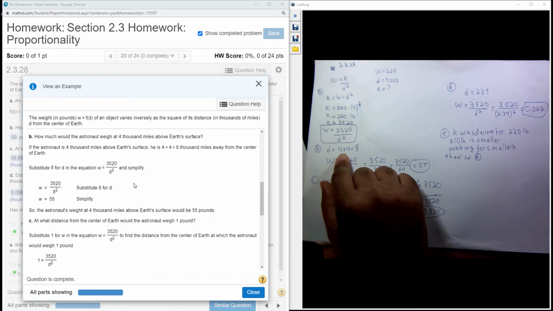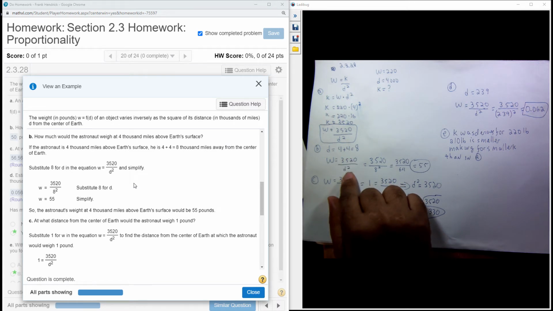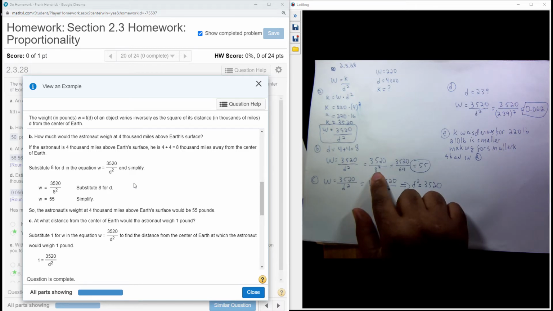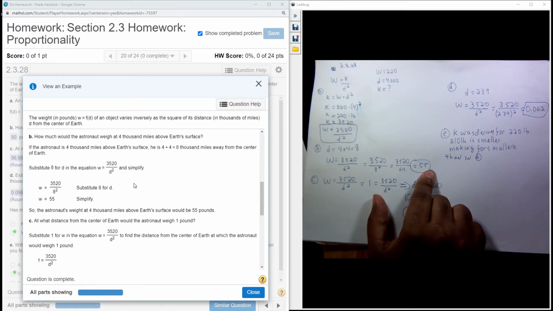Then B asks the question, how much would the astronaut weigh at 4,000 miles above the Earth's surface? So everything is relative to the center. So we have this from the center to the surface, and then from the surface, 4,000 miles above the surface. So we have 8 here. So in this case, D is 8. So we plug into our equation here, and we simplify it. It comes to be 55. So they're saying the weight is 55 pounds.